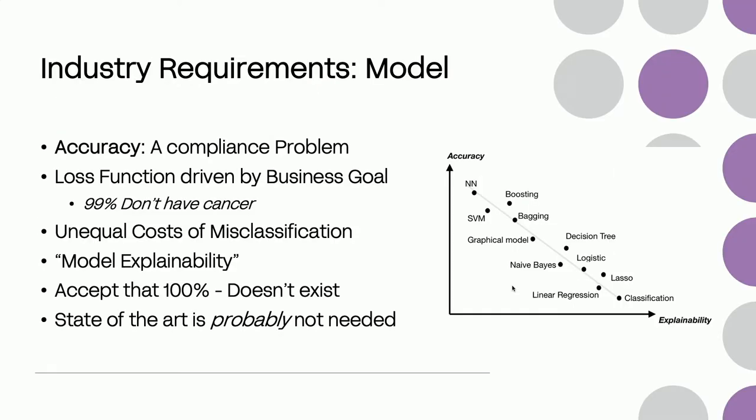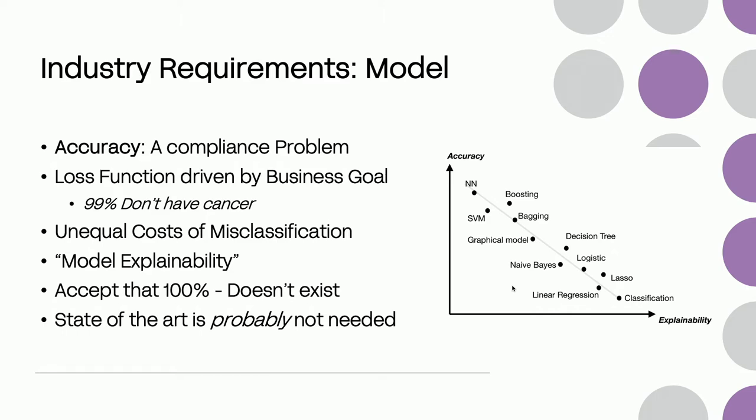In my opinion, accuracy is a compliance problem, because in the end, you have to understand what it means to classify something wrong for an industry use case. Then the loss function and the things that you optimize are always driven by a business goal. What is the cost of sending somebody home who might have cancer but was not detected, versus the cost of getting an email that the Prince of Nigeria is trying to send me $5 million? I mean, this is really something we have to distinguish.